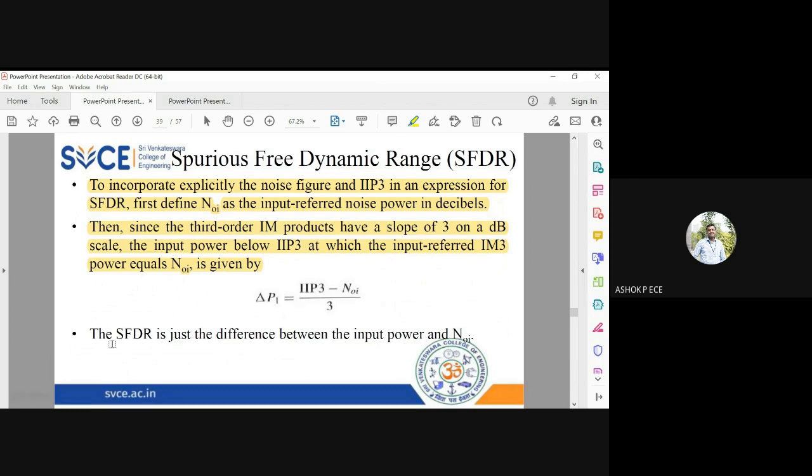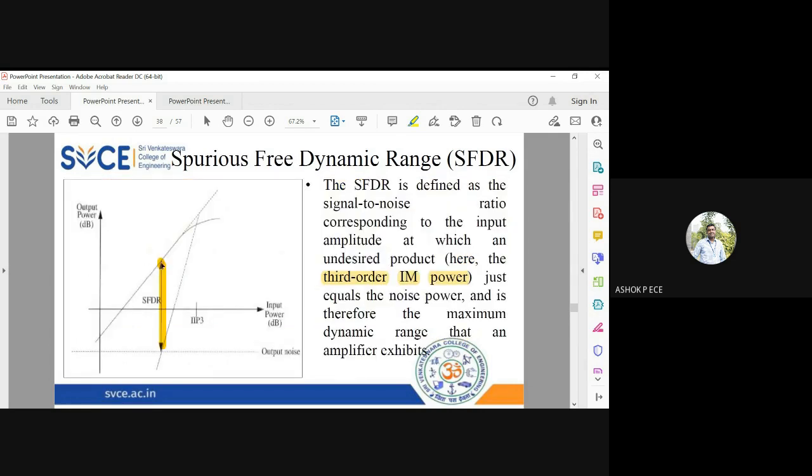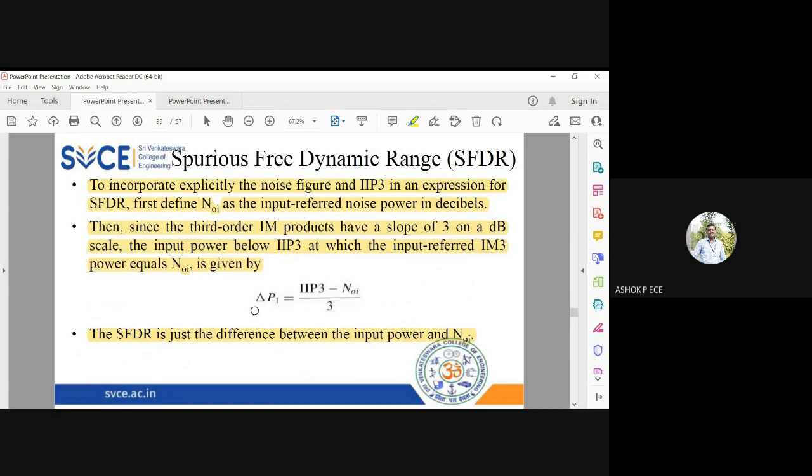So SFDR is the difference between the input power and noise. The SFDR is very simple. You can see here the difference. What is the difference between the input power and noise level? That is going to be my SFDR. So this is going to be the difference in power between the IIP3 point and the noise level.